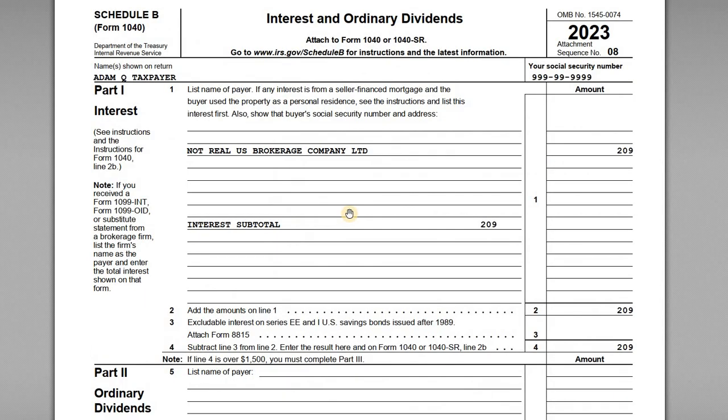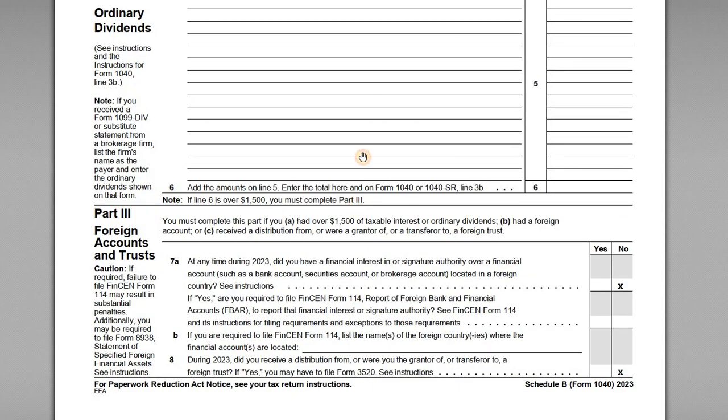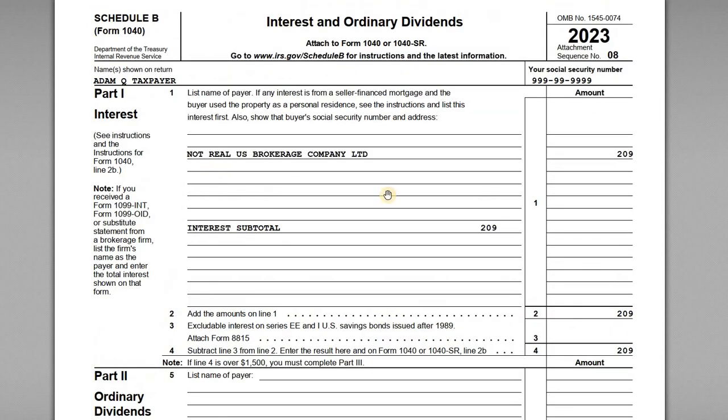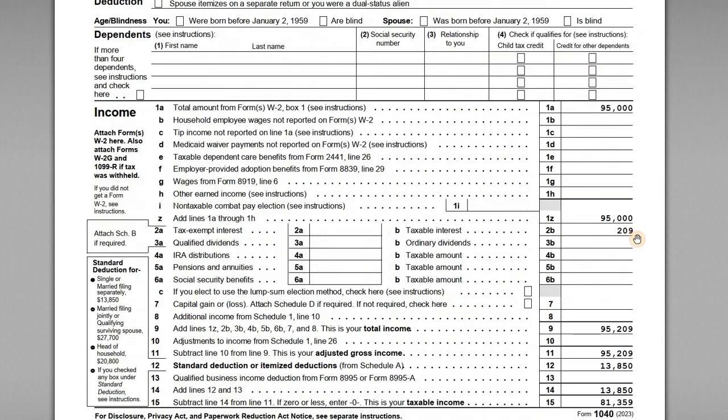And the reason for that is at the bottom of Schedule B in Part 3, it does ask you to answer some yes or no questions about whether you had any foreign accounts. But in this example, Adam wasn't required to include Schedule B because he only has the $209 of interest and it's regular interest, so none of those unique circumstances apply, but he's elected to just include it anyway. So we've got the Schedule B, $209 of interest flowing through to 2b, and then that's all said and done.